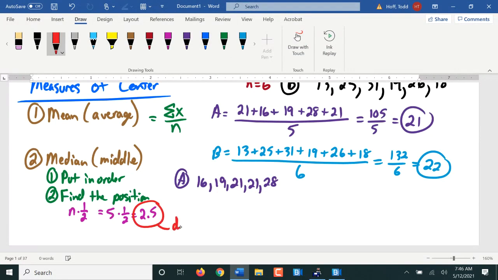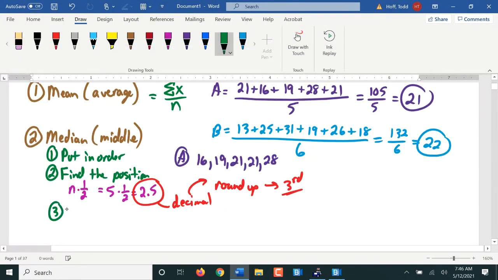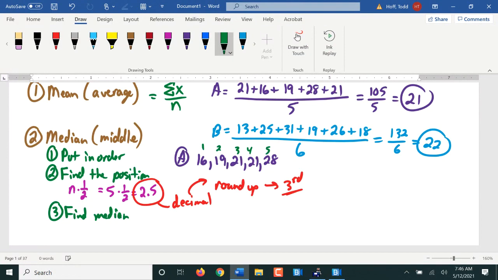That number is a decimal. Always round up. The third number in the list is our median. Step 3 is to find the median. 1, 2, 3, 4, 5 are the numbers in the list. The third number is the median. So 21 is the median. Notice that is the same as the mean of that set of numbers. In a well-distributed, normally distributed set of data, the mean and the median should be the same number.